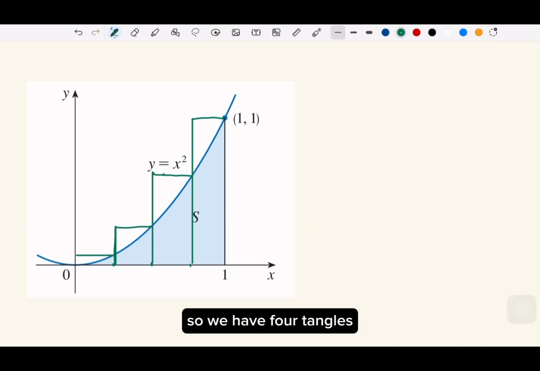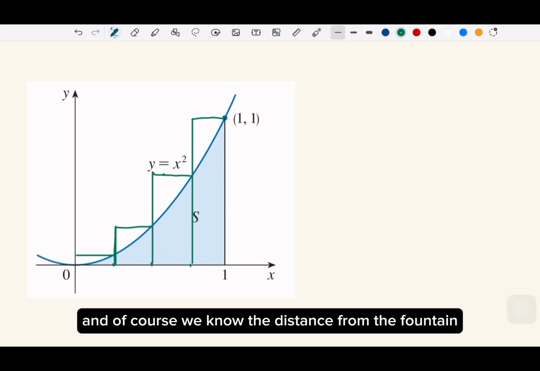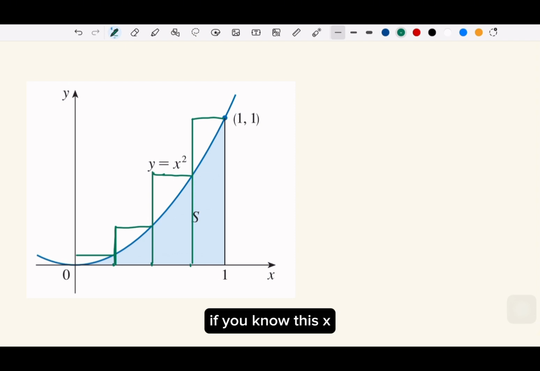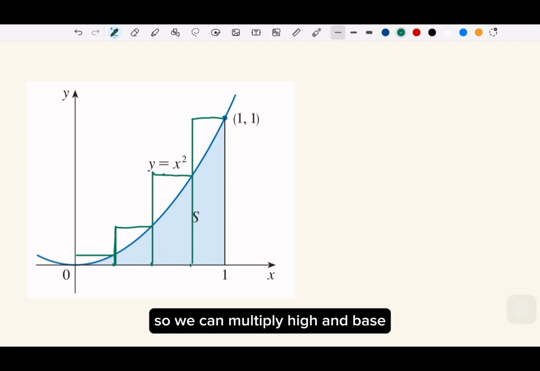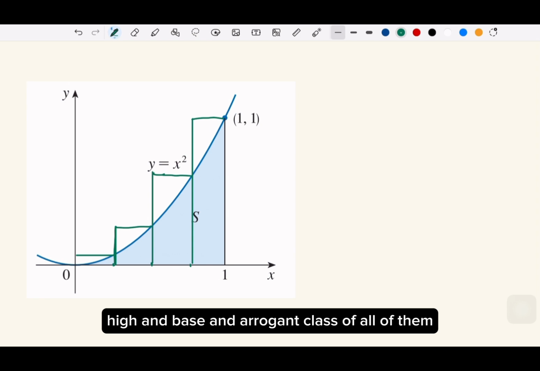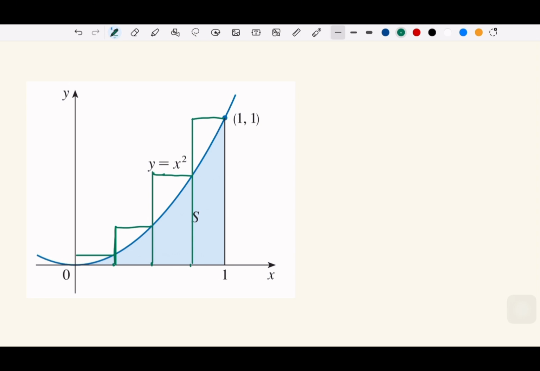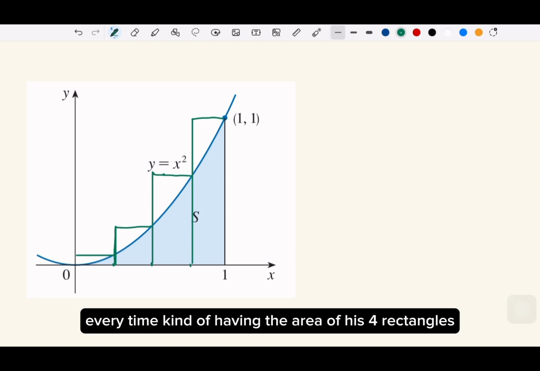So we have 4 rectangles. But somehow if we know this part, if we know the distance, and then we know this distance, and of course we know the distance from the function. Right? If we know this x, that is the height, which is this one. So we can multiply height and base, and then we can add all of them. And we kind of have the area of these 4 rectangles.